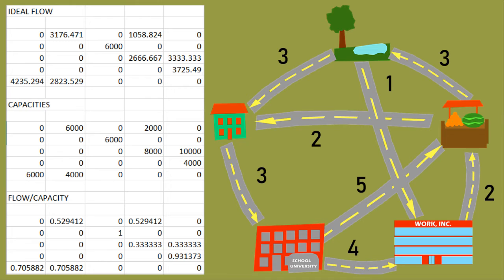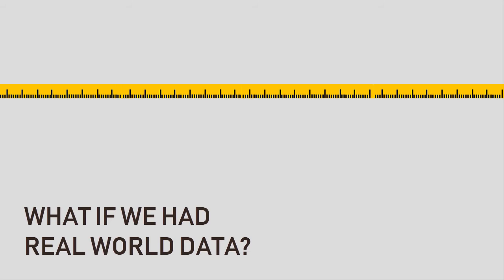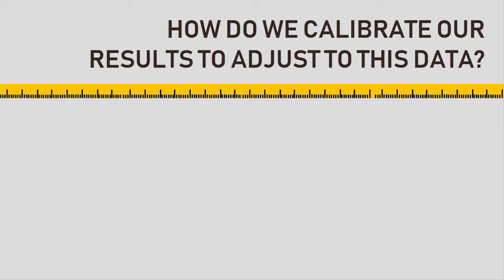Now that we have the capacity of the road and the ideal flow, we can get the congestion of the road. You can see that this road has the highest ideal flow despite only having 3 lanes. It's actually congested. These roads here, with 4 and 5 lanes, should ideally have fewer lanes. While this is useful as well, it's still only the bare bones of what we can do with traffic assignment. What if we had real-world data? How do we calibrate our results to adjust to this data?